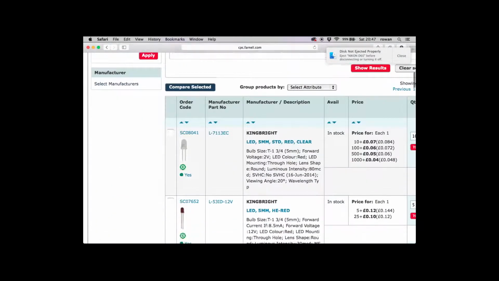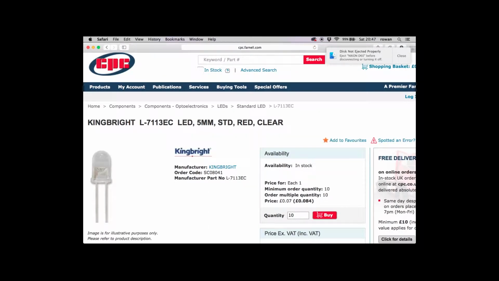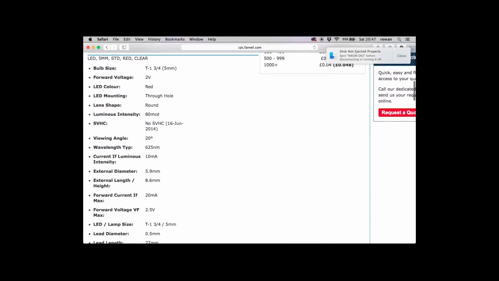What we have here is a fairly standard red 5mm LED, and we're going to look on the supplier's website, and you can see here that the forward voltage is listed at 2 volts and the forward current is rated at 10 milliamps.